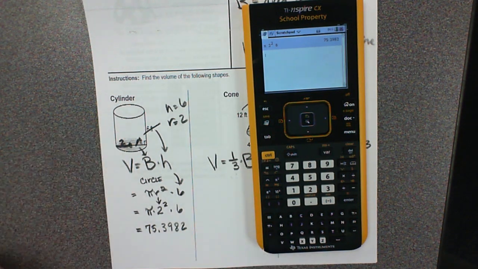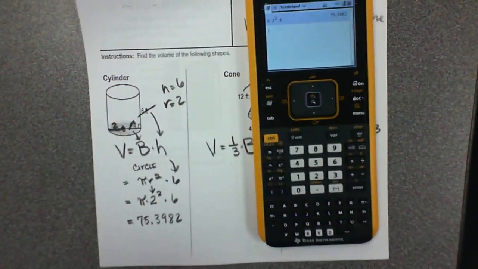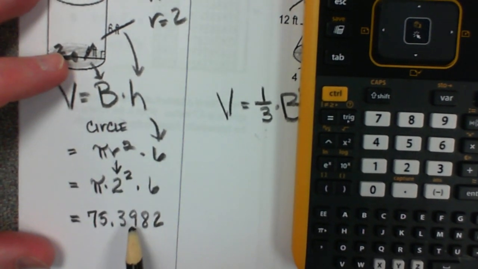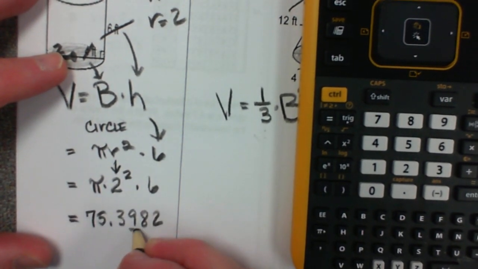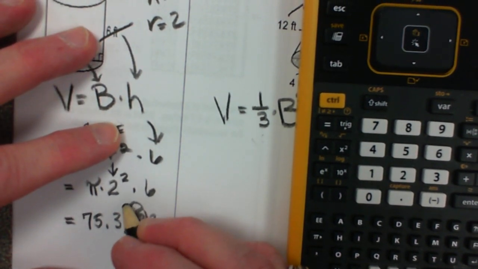75.3982. Okay, now we're most often going to be asked to round to the nearest hundredths. So let's remember, y'all remember which one of these is the hundredths position? Yes, it is the 9. It is the pennies, because there's 100 pennies in a dollar. It's the pennies position. So you're going to underline the 9, circle the 8, and draw an arrow back.